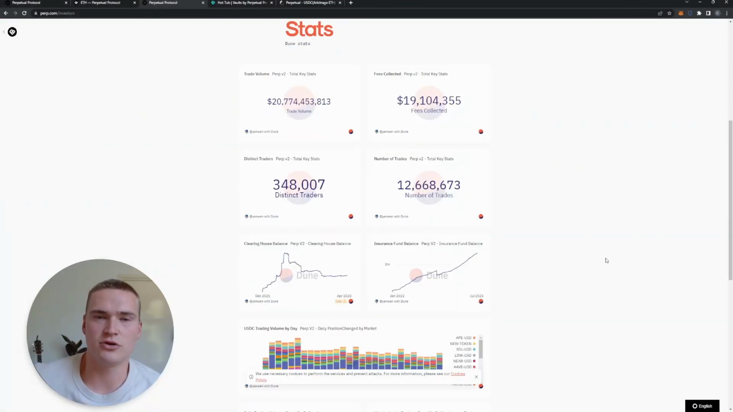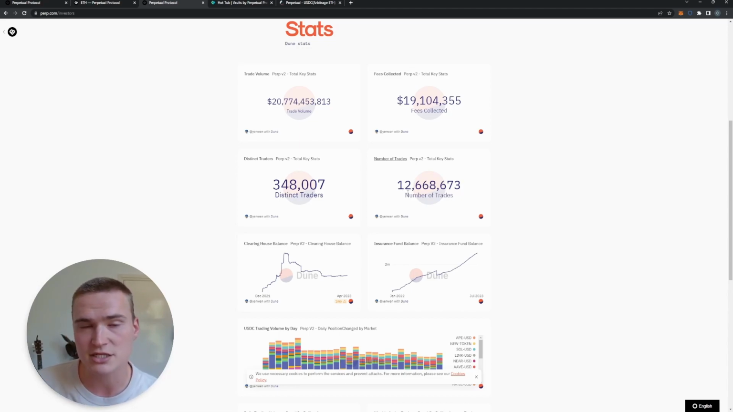Now, if you hadn't heard about Perpetual Protocol yet, here are some statistics to back it up. Since Perpetual Protocol has been running, they have collected over $19 million in fees. So yes, it's a real revenue-making business. And like I said, if you hold the PERP token, you can participate in revenue sharing. They have almost $21 billion in trading volume, almost 350,000 distinct traders, so unique traders, and almost 13 million trades.